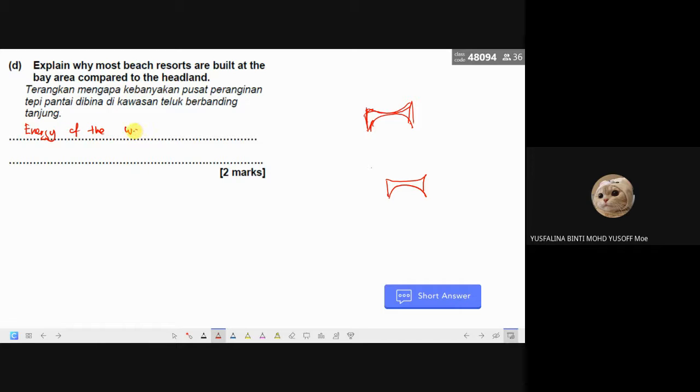water wave is spread out to a bigger area. Or maybe if you don't want to put energy, you can put the amplitude, because the amplitude actually represents the energy. So the water will become more calm. That's why they built the beach resort at the bay area.